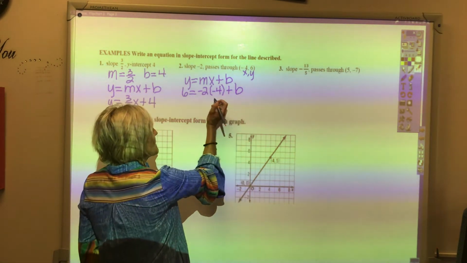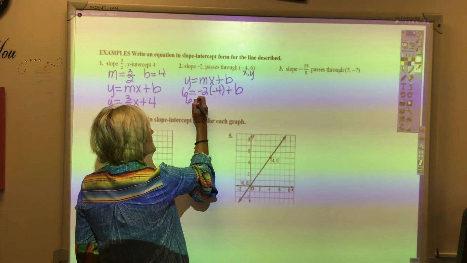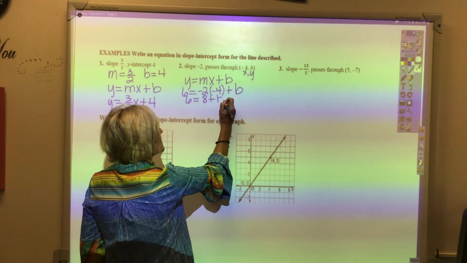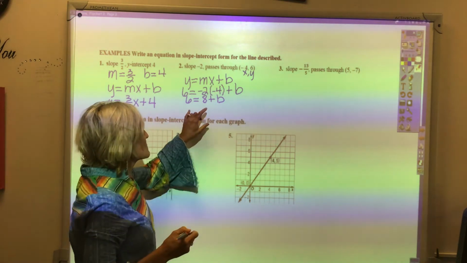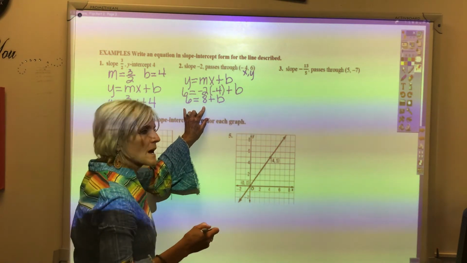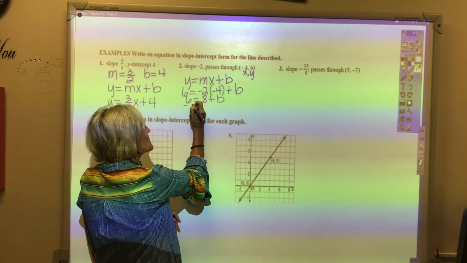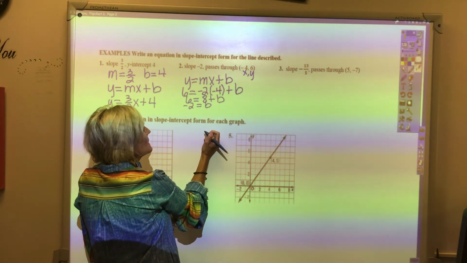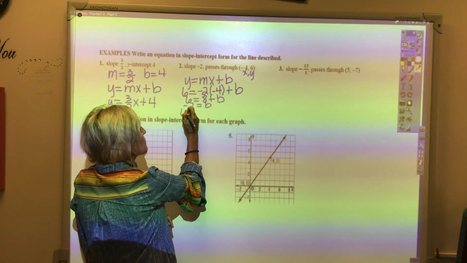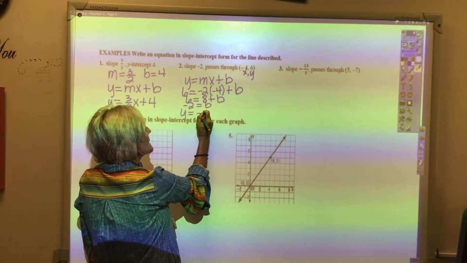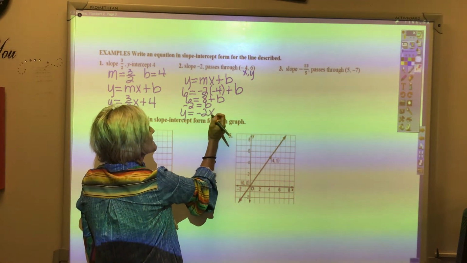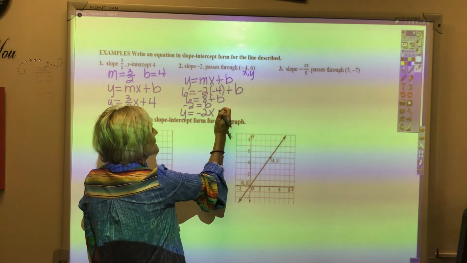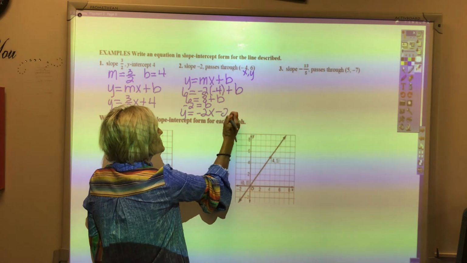So to simplify this line, we would have 6 equals 8 plus b. We would then subtract 8 from both sides, therefore -2 is b. And our equation of our line would be y equals -2x. I'm getting that -2 from the m, and then the y-intercept is -2.